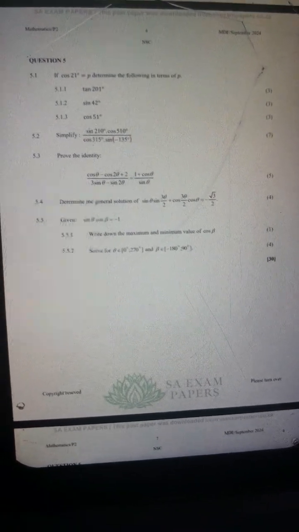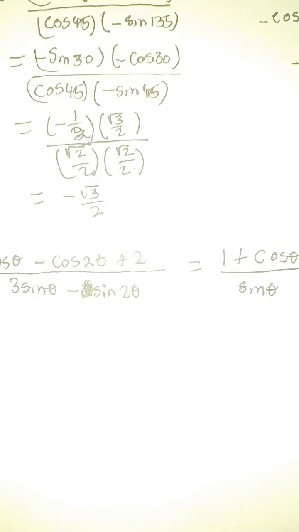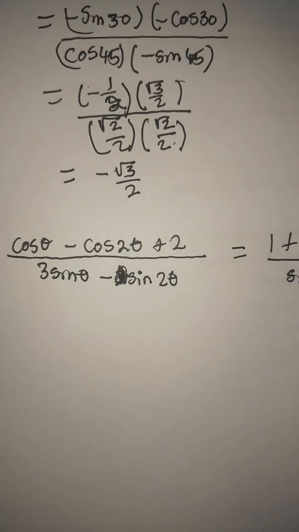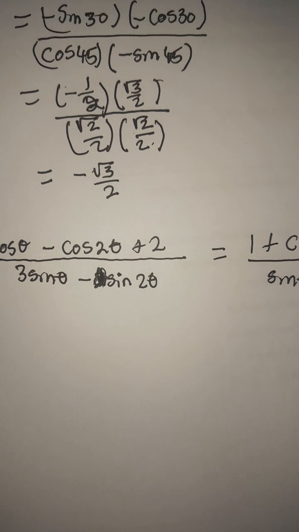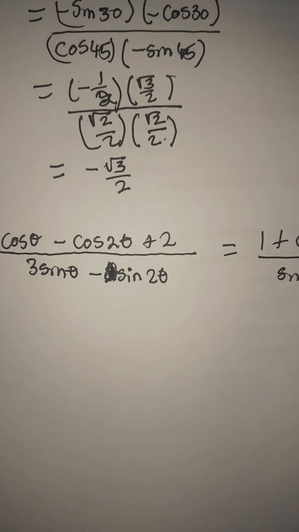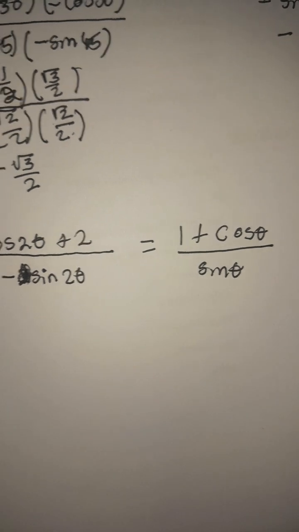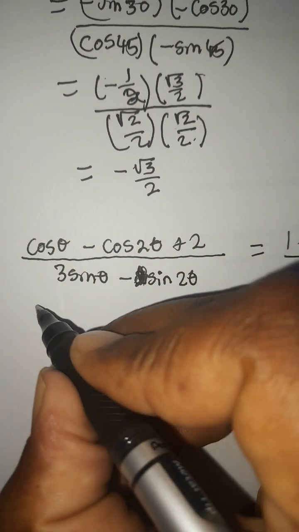So I want you to see this. The best way is to start with the left hand side, since we cannot do anything on the right hand side, so that you're able to prove. At 5.3, they said cos theta minus cos 2 theta plus 2, divided by 3 sine theta minus sine 2 theta, is equal to 1 plus cos theta divided by sine theta. The best way, I said, is to start with the left hand side.